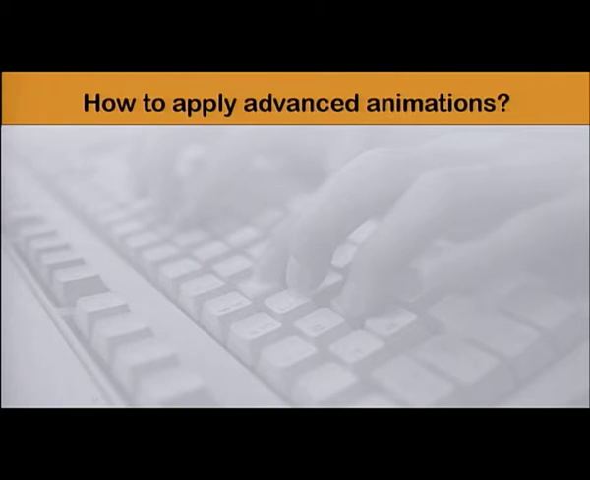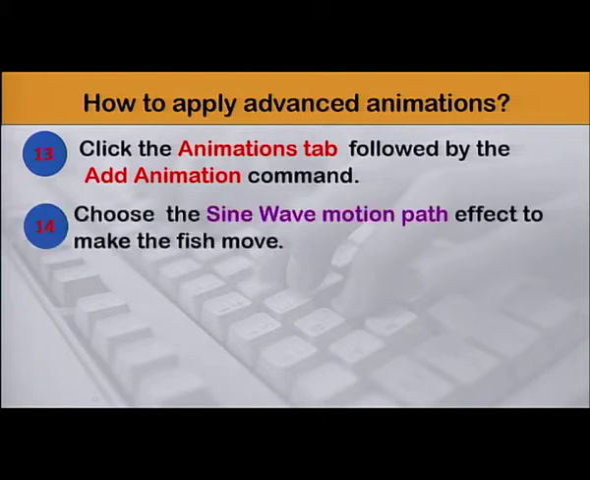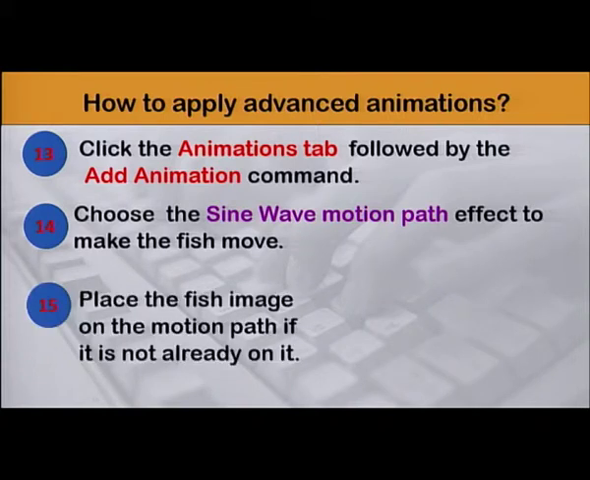Now we are going to create another animation on the same fish image to make it move. Click the Animations tab, followed by the Add Animation command. Choose the Sine Wave Motion Path effect to make the fish move. The sine wave path has been chosen so that it makes the fish move in a realistic way. Place the fish image on the motion path if it is not already on it.